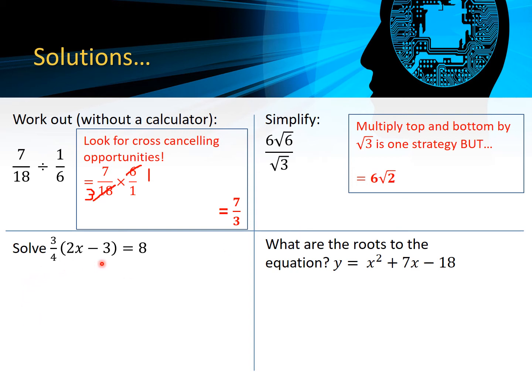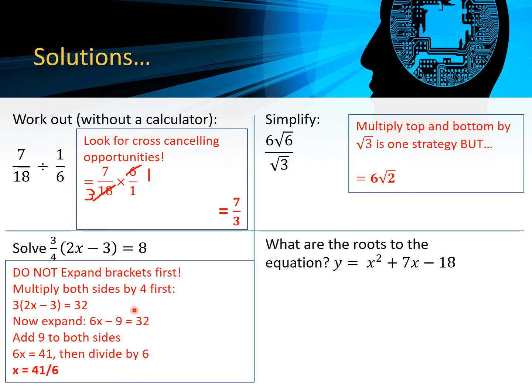Solving this equation with a fraction at the front, I wonder if a lot of you have expanded the bracket out first. That's not the best thing to do in this case. What I would do is multiply both sides by this 4. So bringing the 4 up leaves me with 3 lots of 2x minus 3 equals 32. Now it looks a lot neater. I'm not going to get loads of nasty fractions lying around until the very end.